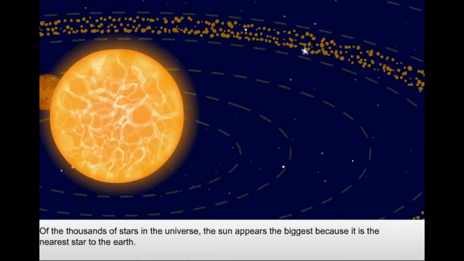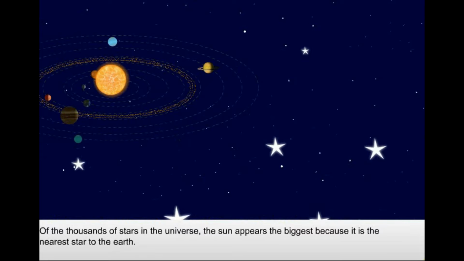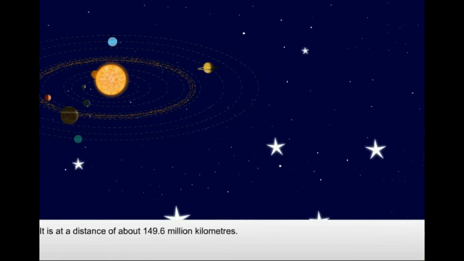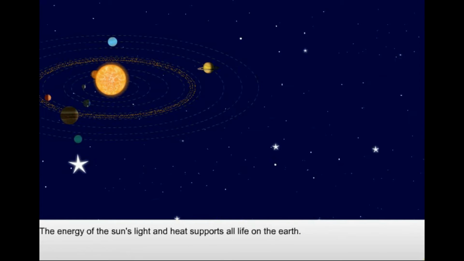Of the thousands of stars in the universe, the Sun appears the biggest because it is the nearest star to the Earth. It is at a distance of about 149.6 million kilometers. Light travels from the Sun to the Earth in about 8 minutes and 19 seconds. The energy of the Sun's light and heat supports all life on the Earth.